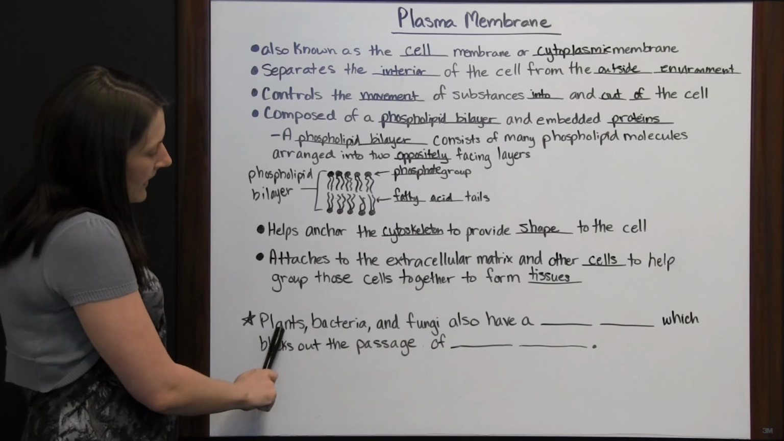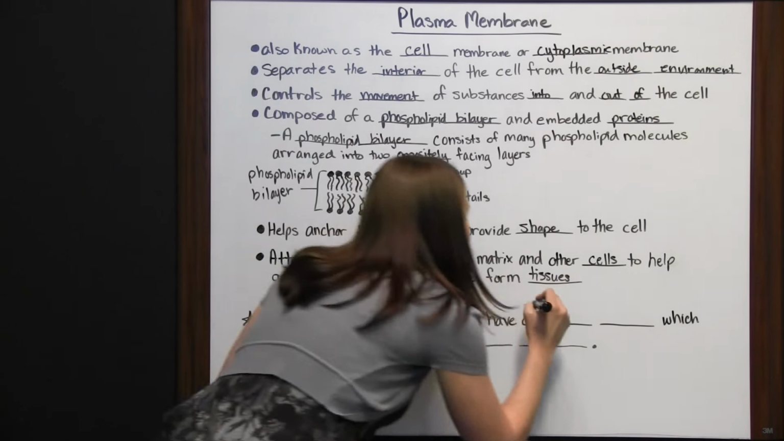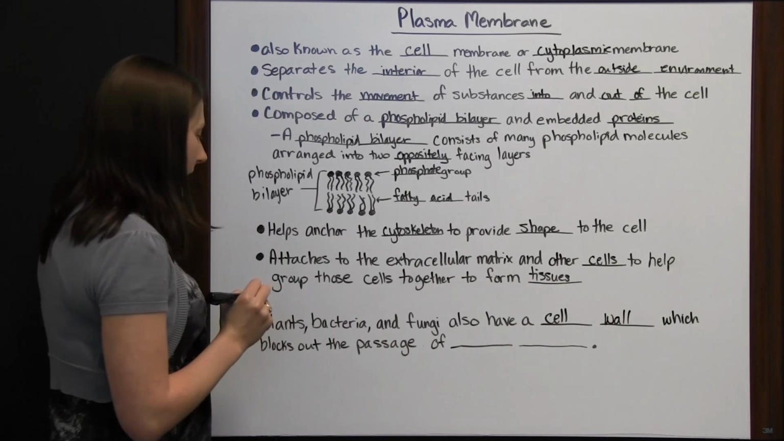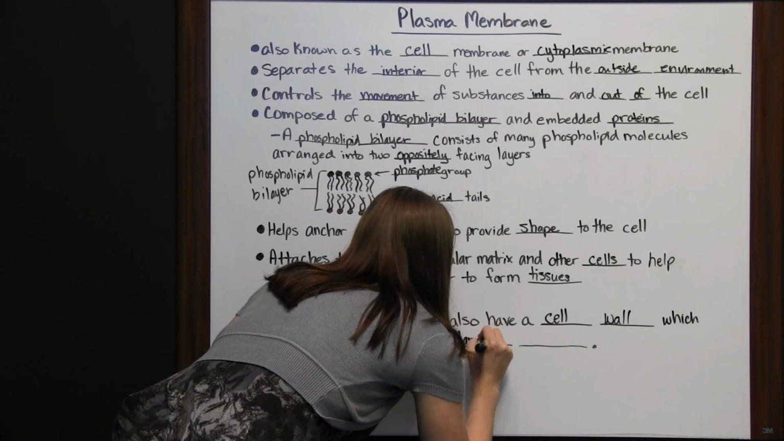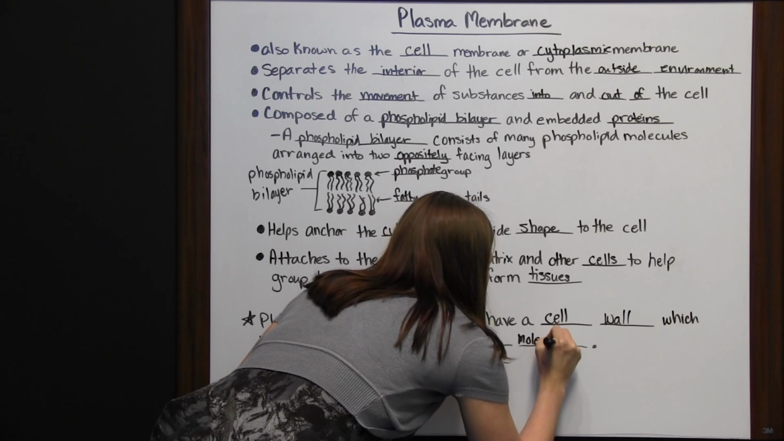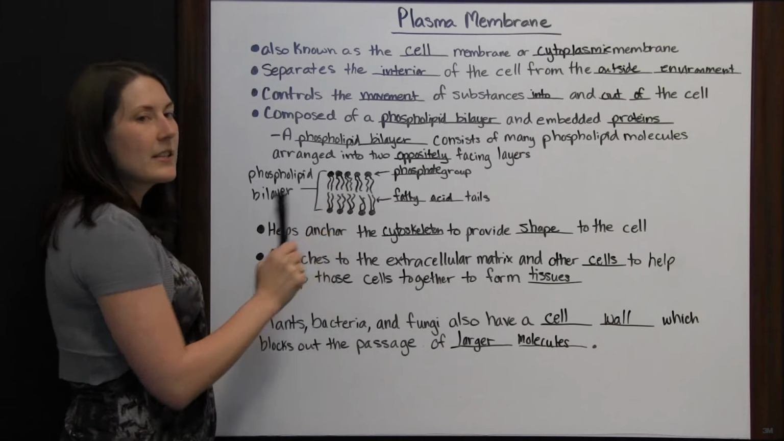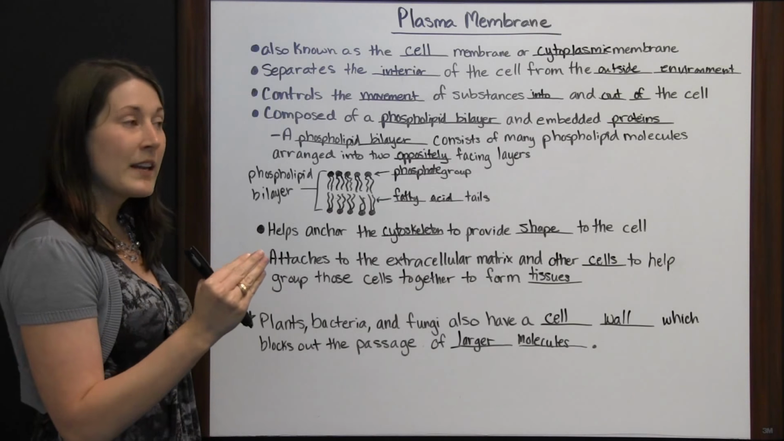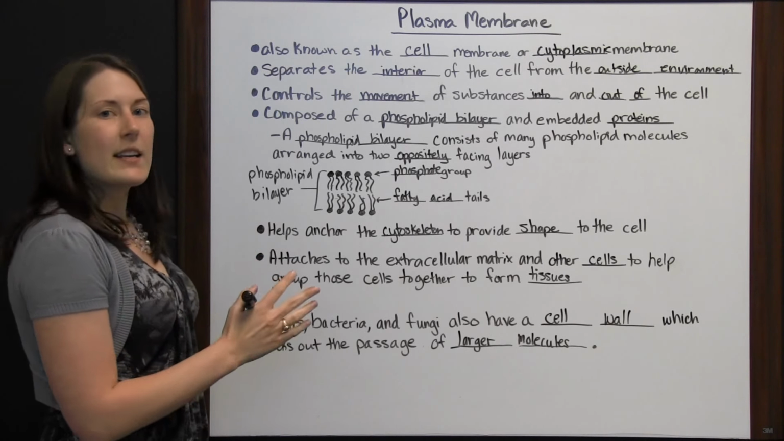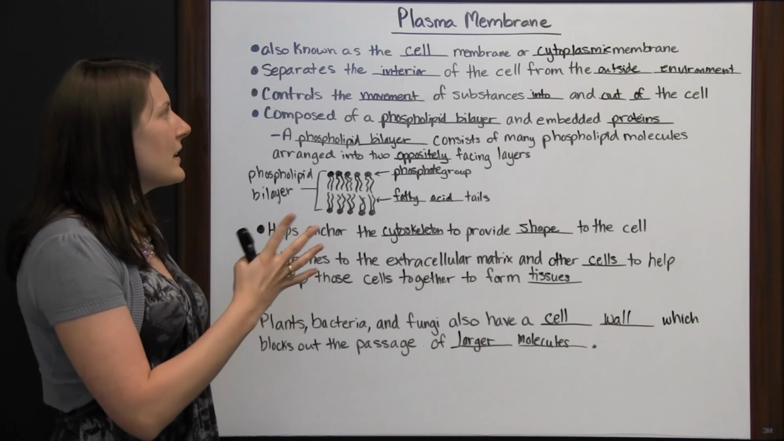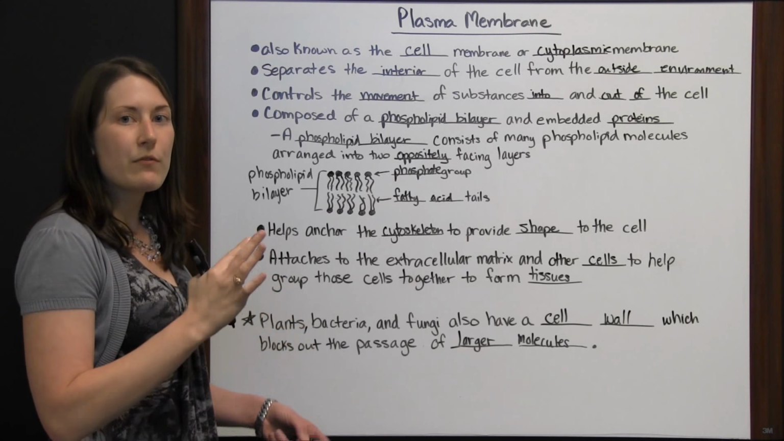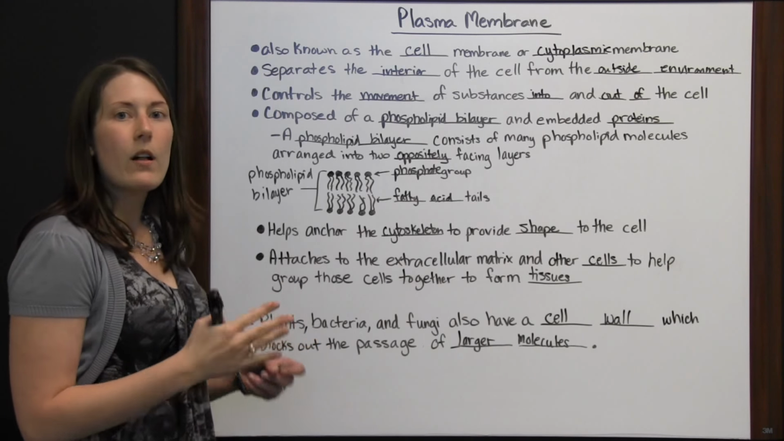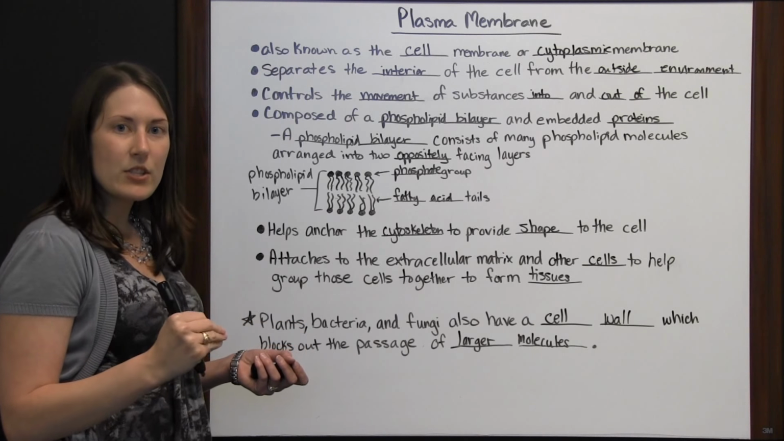Now, something to remember is that plants, bacteria, and fungi also have a cell wall, which goes outside of the plasma membrane. And it blocks out the passage of larger molecules. So the phospholipid bilayer is going to keep out teeny tiny little molecules, but this cell wall is going to keep larger molecules from even getting close to the cell. So you might consider the plasma membrane like a piece of fabric. More stuff can get through it, it's more flexible, where maybe a piece of cardboard would work for the cell wall. It's more rigid, it doesn't bend as easily, not as much is going to get through.